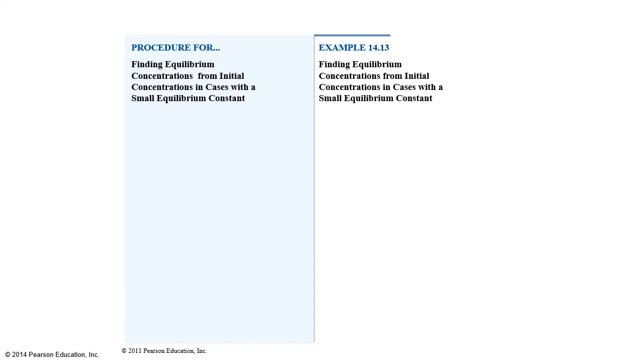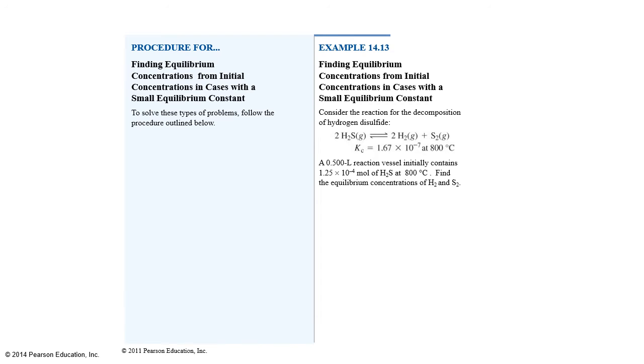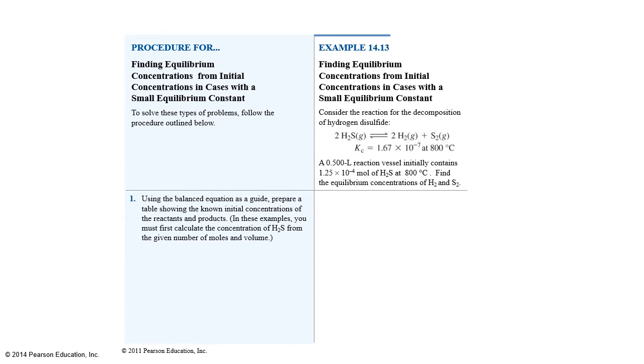Let's look at a problem where we can find the equilibrium concentrations using approximations. So let's find the equilibrium concentration of hydrogen and sulfur. Okay. So we're going to start by using the balanced equation as a guide to help prepare an ICE table showing our initial concentrations. So let's start by finding the concentration of our reactants that were given in the problem.